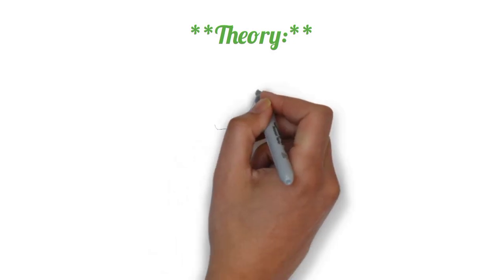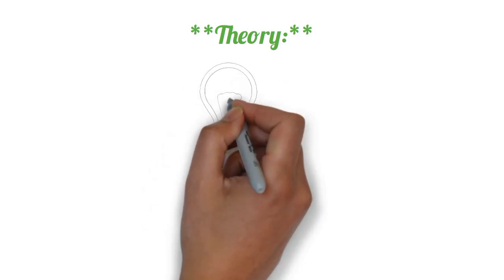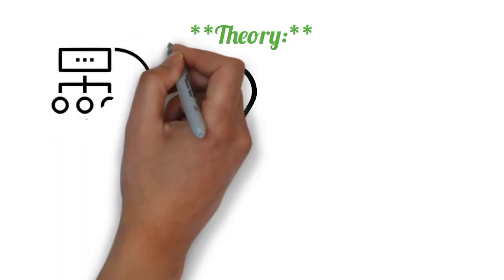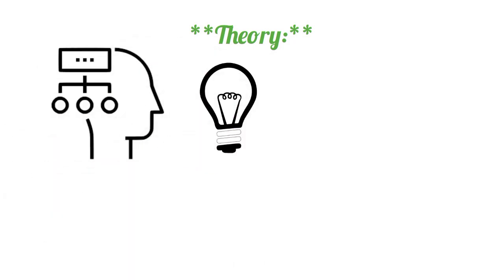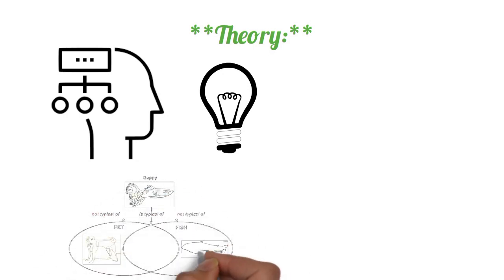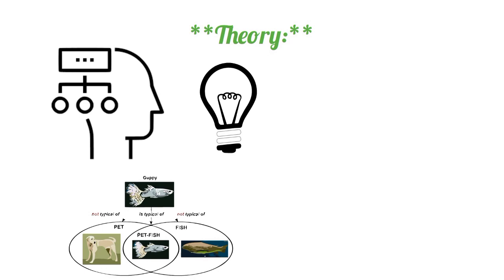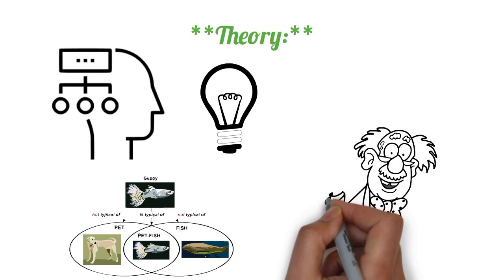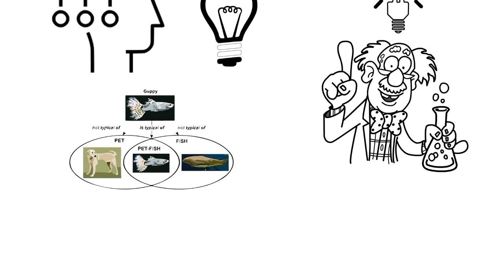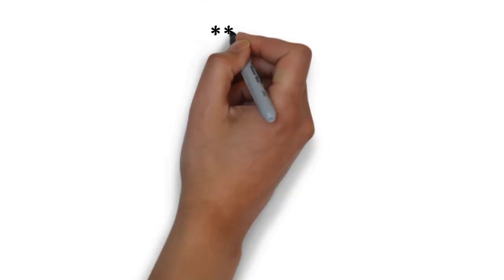Theory. A theory is a well-substantiated and comprehensive explanation of a natural phenomenon that has been extensively tested and supported by a significant body of evidence. In other words, a theory is a hypothesis that has withstood repeated experimentation and scrutiny. It is a robust and widely accepted explanation that provides a framework for understanding various related phenomena. Theories are not easily discarded and are considered fundamental to the field of study.